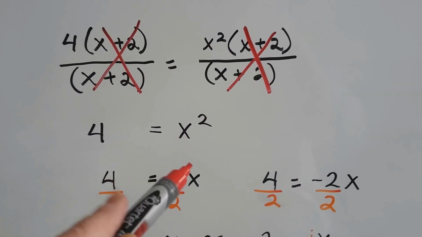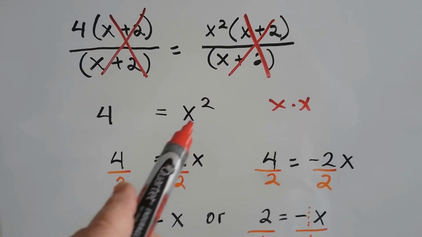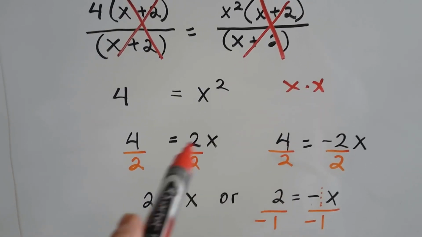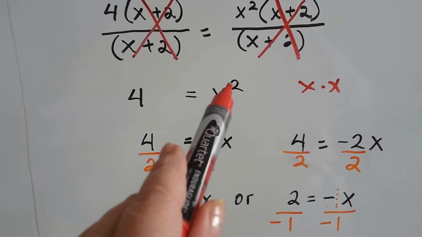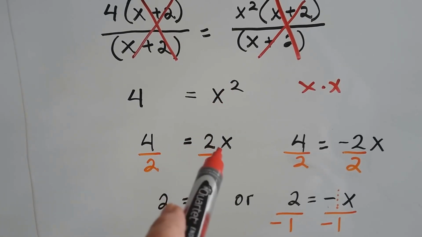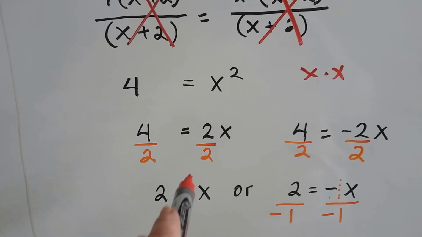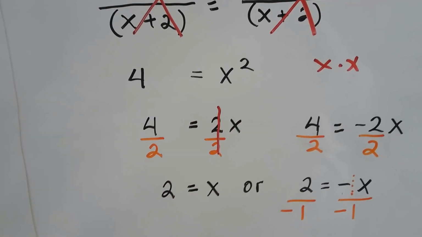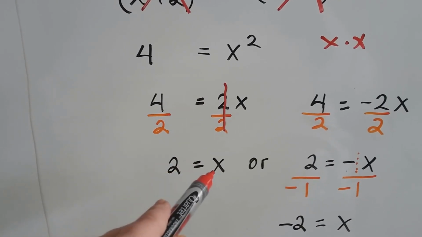Well, x squared really means x times x, doesn't it? So that means we have 2 times x, so 2x. Now, all we have to do to isolate the x is to divide both sides by this coefficient 2, can't we? That's the identity property, our friend the invisible 1. So 4 divided by 2 is 2. We end up with 2 is equal to x.